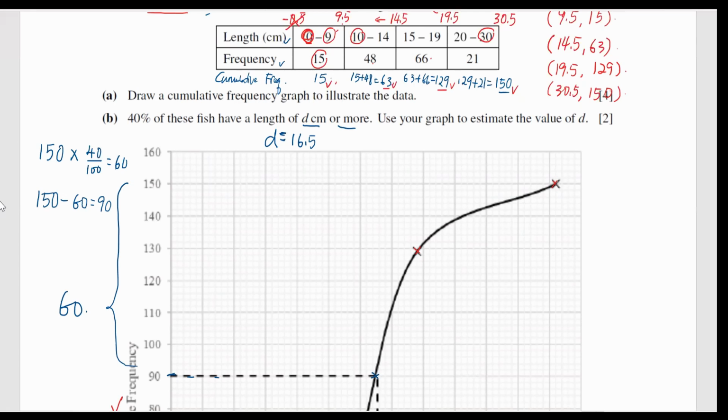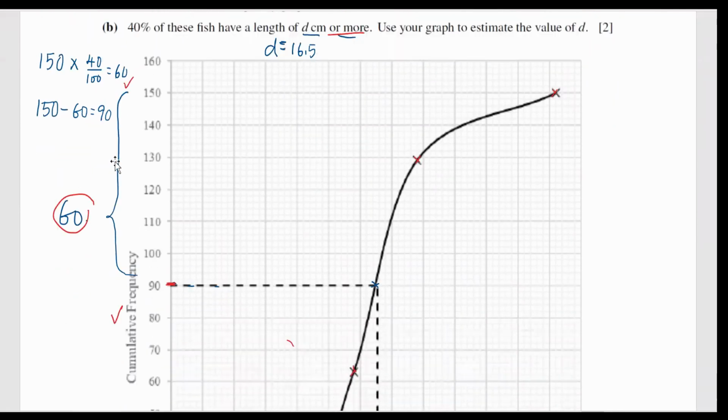So you can show the calculations at the side, calculating that is 60, and because of the way the question put it is d cm or more, so you have to look at the upper half of the graph. So which means when we read from our cumulative frequency graph, we read from 90. So these 60 values here, the 60 fishes. And that is why we get the small letter d value to be 16.5. And that will be the answer for part B.